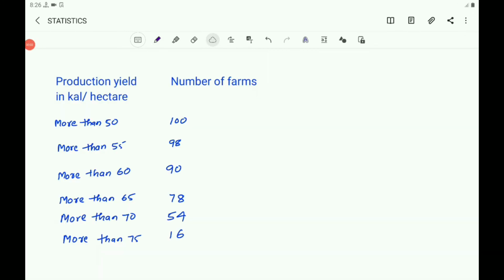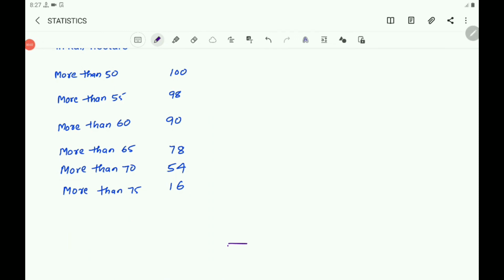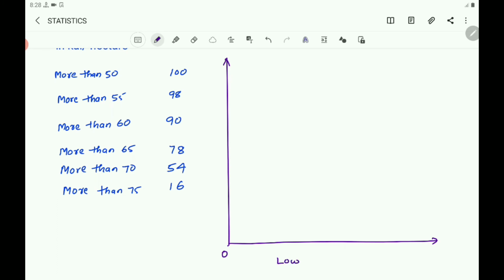Now let us draw the more than type ogive on a sheet of paper, that is, without using the graph sheet. Here you draw two perpendicular axes. One is for the x-axis and the other is for the y-axis. The two axes meet at a point, the origin, and the x-axis is for the lower limit as it is a more than type graph. And the y-axis is for the CF.